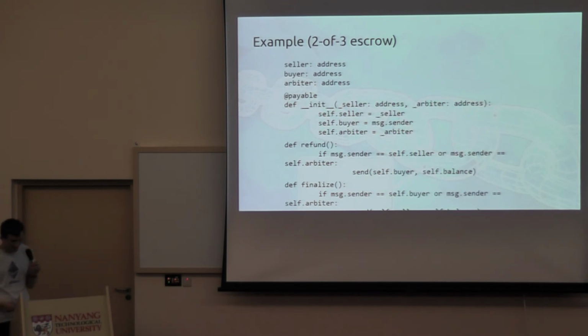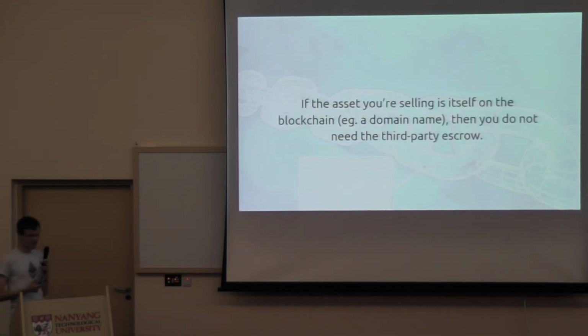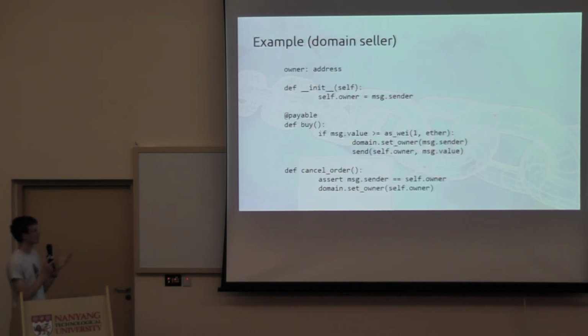So this does not perfectly remove the need for trust, but it reduces it. Now, let's say instead of selling gold for ether, we are going to be selling a domain name on the Ethereum blockchain for ether. If you do this, then you actually do not need a third-party escrow, and you do not need any trust at all. You can make what's called a fully atomic swap, right?